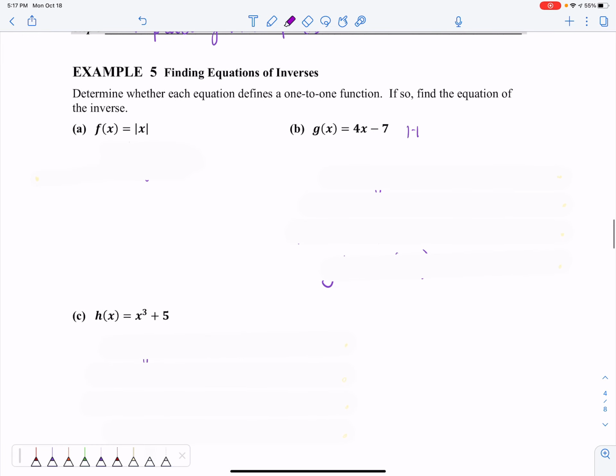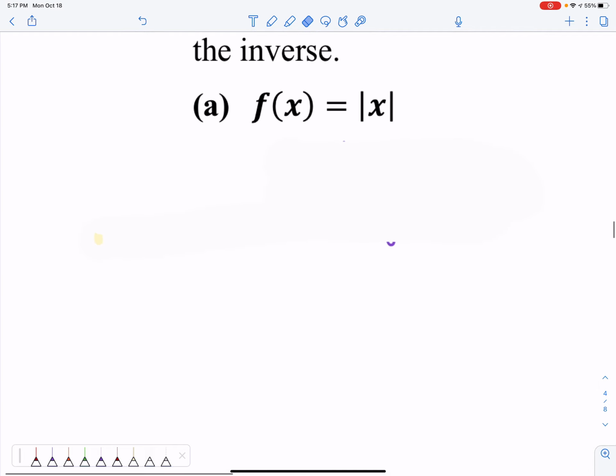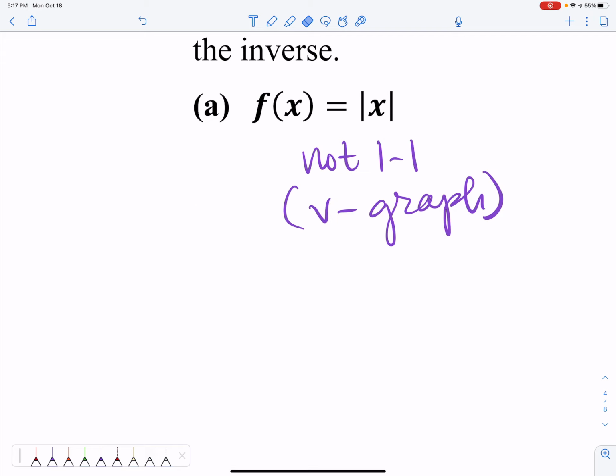All right, so let's find the equations of some inverses. So the directions say that we should figure out, first of all, is it 1-to-1? And if it is 1-to-1, we should find the equation. So the first thing I want to ask you is, can you think of what this graph looks like? Well, hopefully your brain is thinking that this is the parent V graph. Well, the parent V graph does not pass the horizontal line test, so it's not 1-to-1.